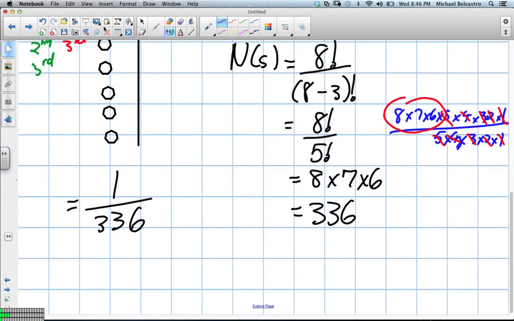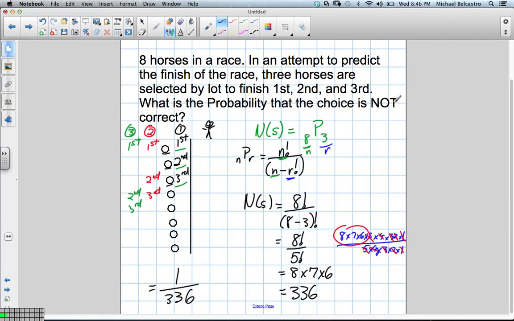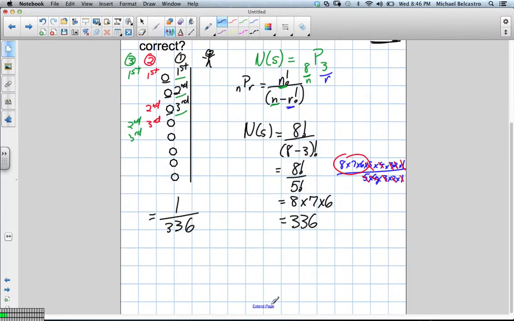Okay, but if we pan out just a little here, the question is asking for not correct. So to figure out the probability of this not being correct, we would take 1 and subtract this probability. Right? So the probability of the event happening, 1 minus that probability is the probability of the event not happening. So in this case, the probability is 1 over 336. We have 1 minus 1 over 336, which is going to be equal to 335 over 336. Does that make sense to you?